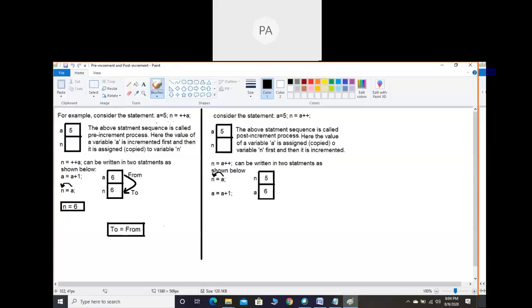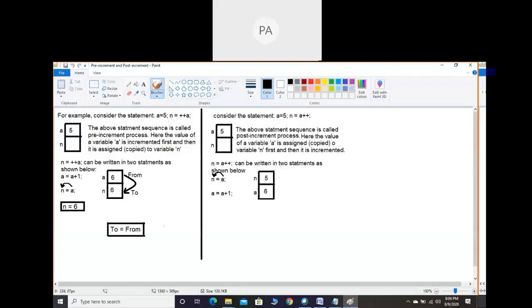Okay. Now when it comes to n = ++a, the ++ operator is used before the variable a. Simultaneously look at the next part of the example. Consider the statement a = 5, n = a++. So here ++ is used after the variable. So when we use it before the variable, what happens? When we use it after the variable, what happens? We will see here. Now coming to the first example, n = ++a. The value 5 is copied into a, that is a normal assignment statement.